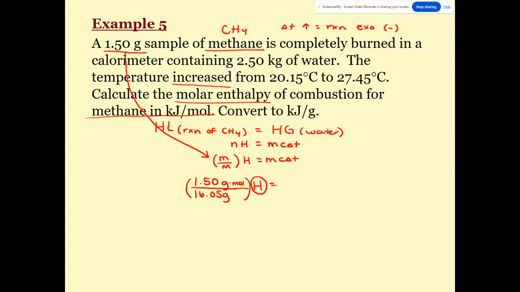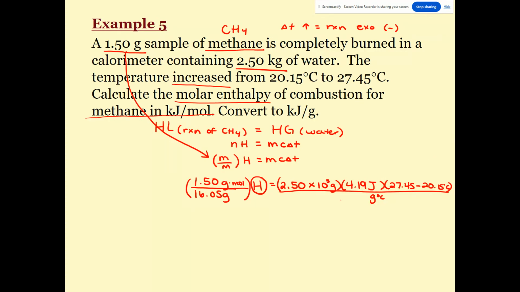So I'm just going to leave it as H. The mass of my water is given in kilograms up here, so remember, we have to convert that into grams. So multiply by 10 to the power of 3. I'm going to multiply that by my specific heat capacity of water, which is 4.19 joules per gram degree Celsius, and I'm going to multiply that by my temperature change of 27.45 minus 20.15 degrees Celsius.